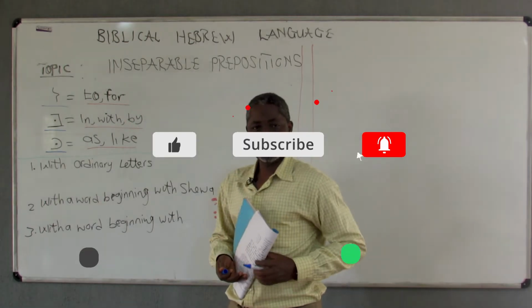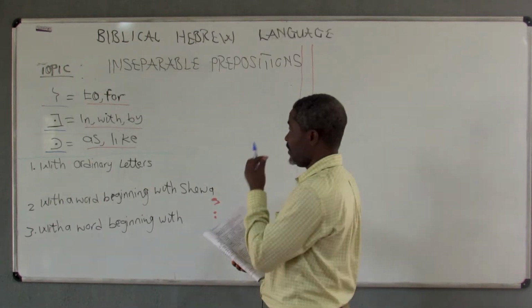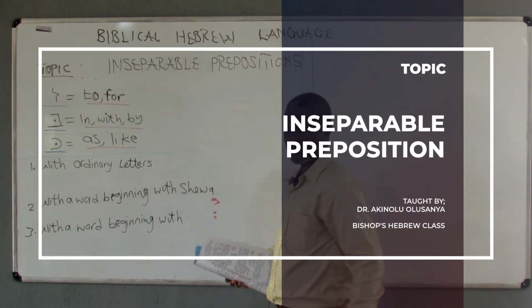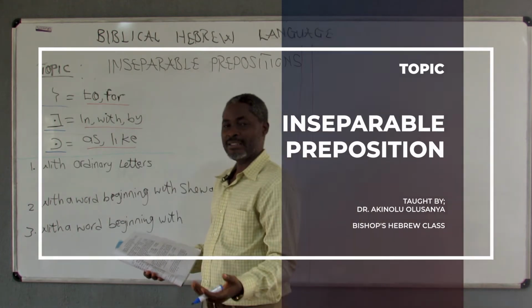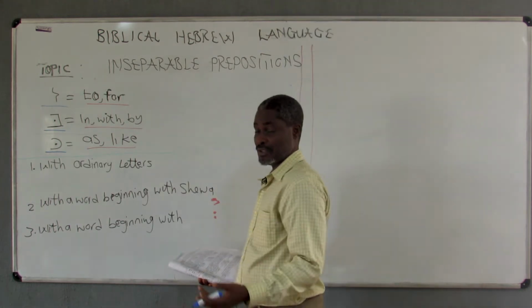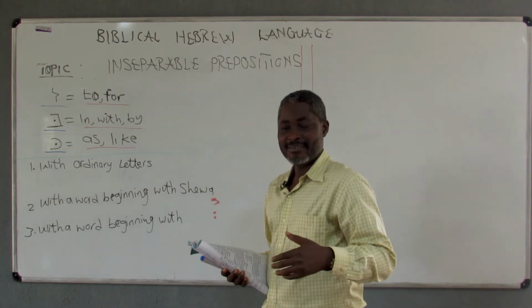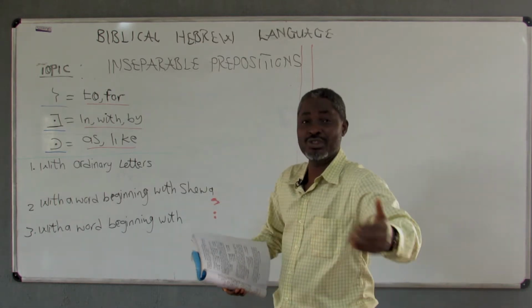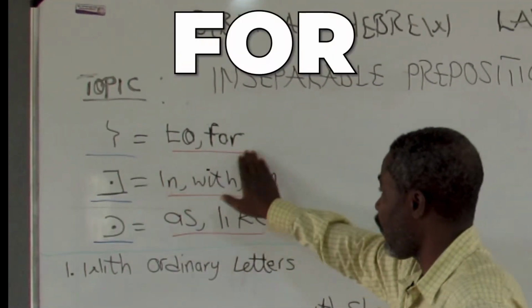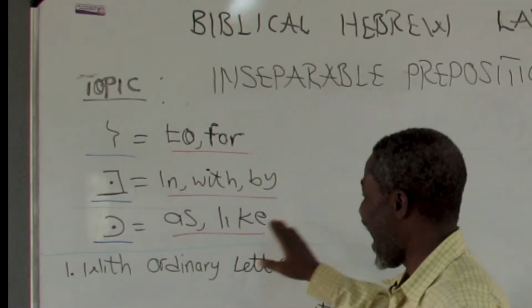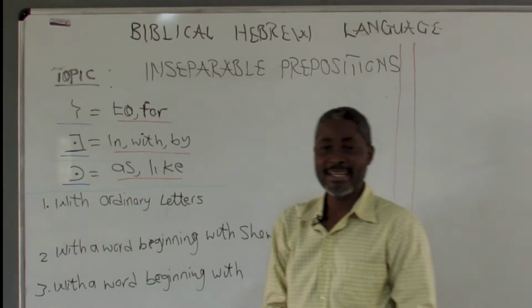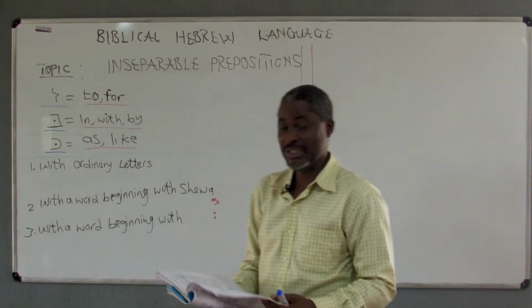Welcome to class. Today we want to look at the topic inseparable prepositions. What are prepositions? Prepositions are words that indicate a relationship, that indicate position. For example, to, for, in, with, by, as, and like. Later we are going to look at from.